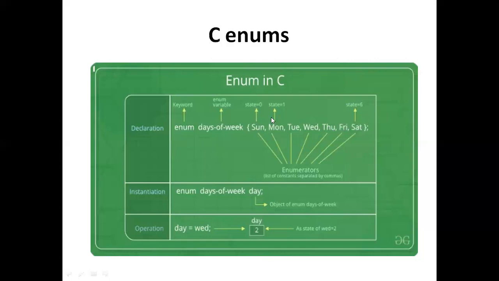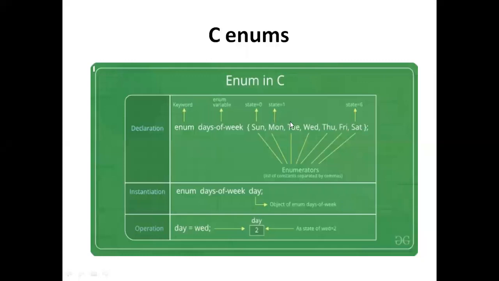What are the states it is going to be? The first value is going to contain the constant value 0, and the second one is going to contain the value 1, and then 2, 3, 4, 5, 6. Saturday is containing the state value 6. To access these values in our program, how do we need to declare? Suppose for an integer type variable we write int a, like that.